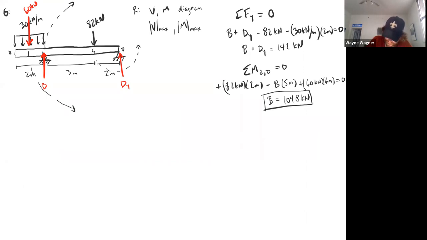Okay, and then from up here, if that's the case, then dy equals, if I plug that 104 in, dy equals 142 minus 104.8, 37.2 kilonewtons.